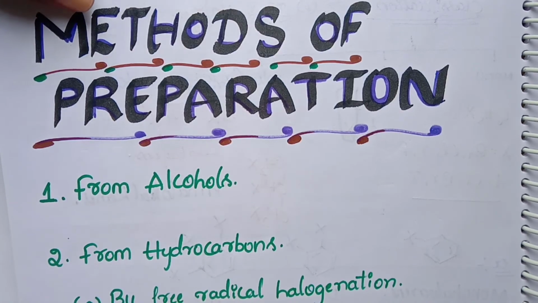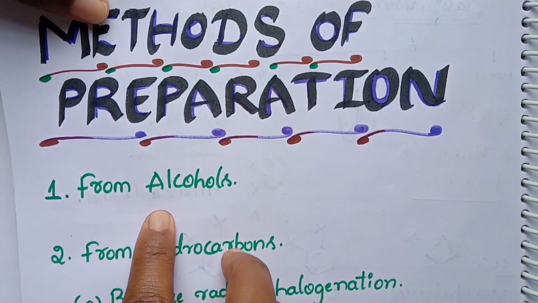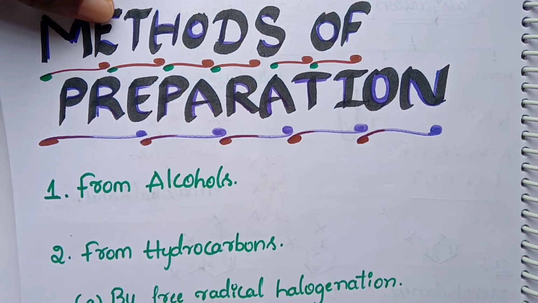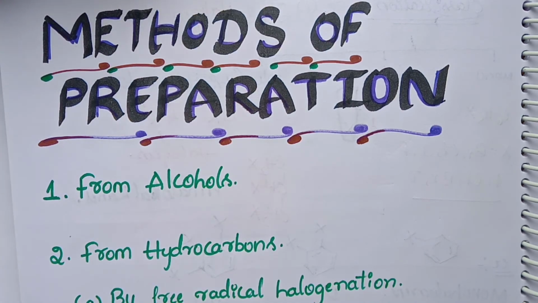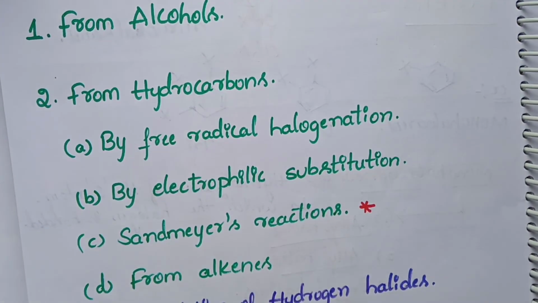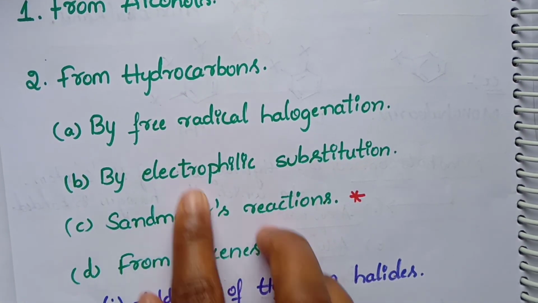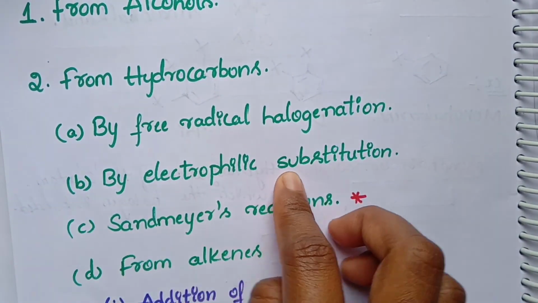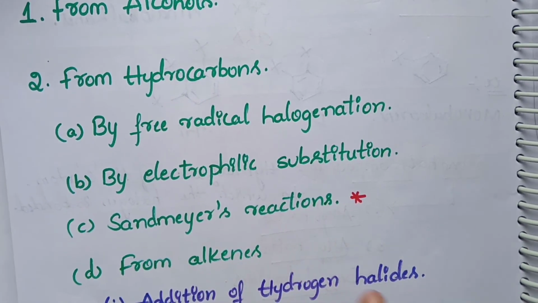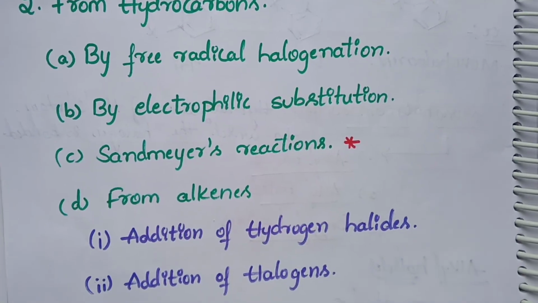Yes, lastly we have to revise once again. The first method is from alcohols. From the alcohols we prepare them using halogen acids, phosphorus halides, thionyl chloride. Through that we prepare the haloalkanes. The next method is from the hydrocarbons. From the hydrocarbons we observe four methods. What are those? Free radical halogenation, electrophilic substitution, Sandmeyer reaction. From alkenes, addition of hydrogen halides, and the next one is addition of halogens.